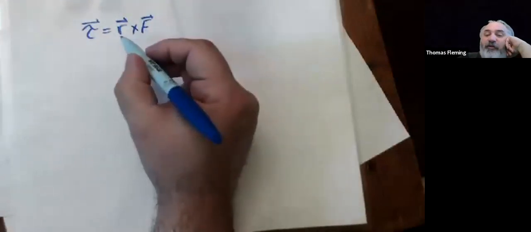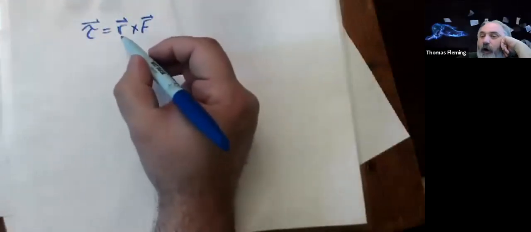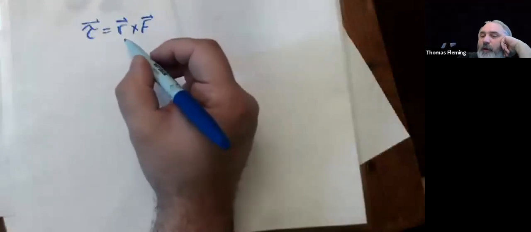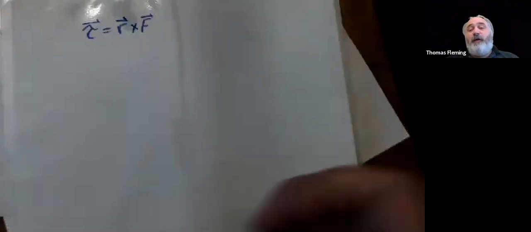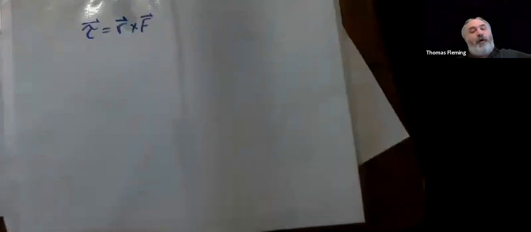R is called the moment arm. R is the distance from the axis around which the object wants to rotate and the location where the force is being exerted. So if I'm opening a door by grabbing the doorknob and pulling on the doorknob, I'm exerting a force at the doorknob. R would be the distance from the hinges of the door to where the doorknob is.